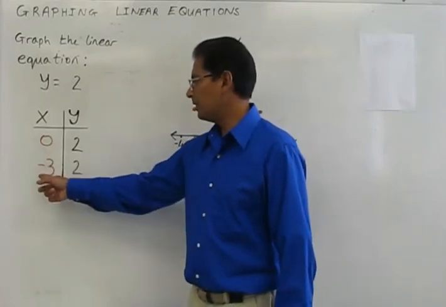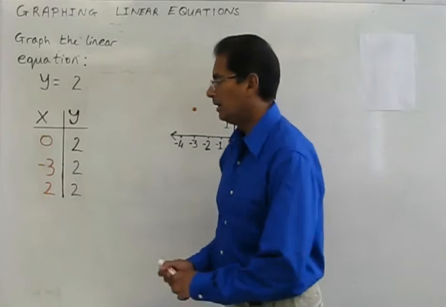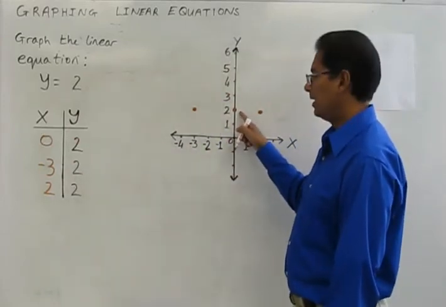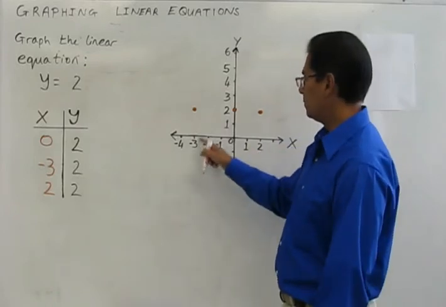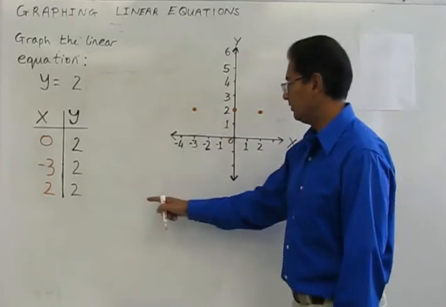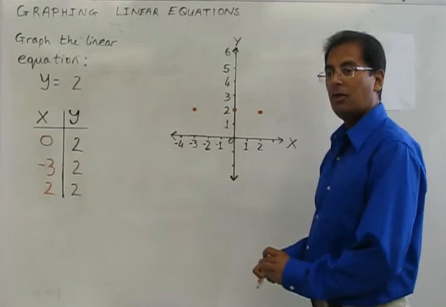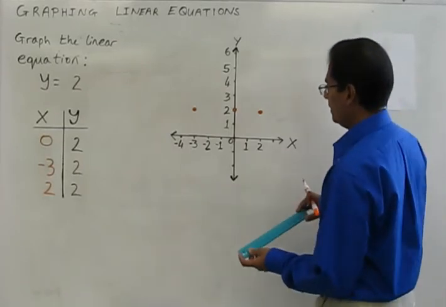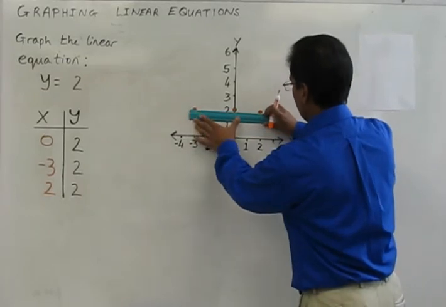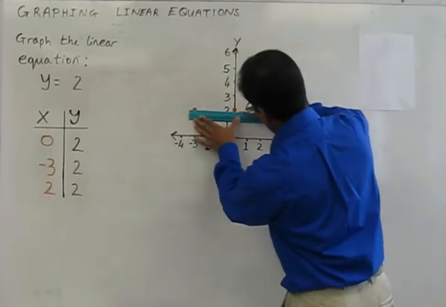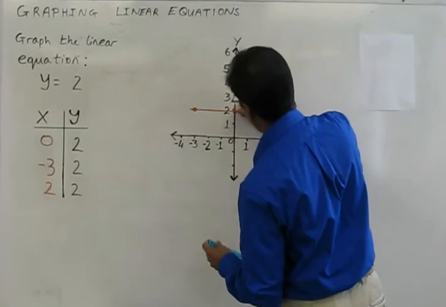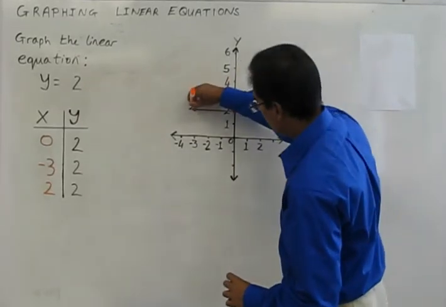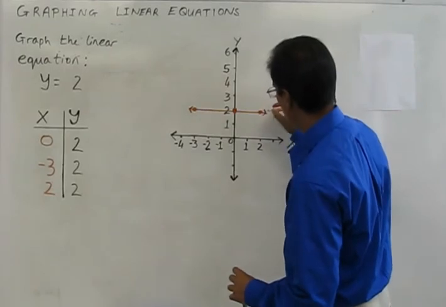So I picked 0, negative 3, and 2 for my x's. And so at x equals 0, y is 2. At x equals negative 3, y is 2. At x equals 2, y is 2. Because all our equation tells us is that y is 2. If we join up these points here, what do we have? We actually have a horizontal line here at y equals 2.